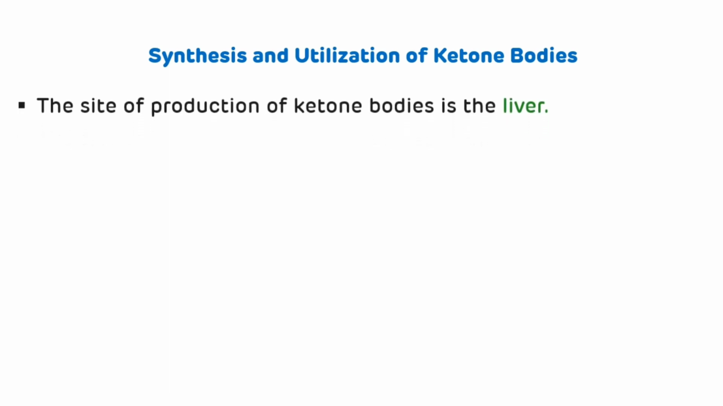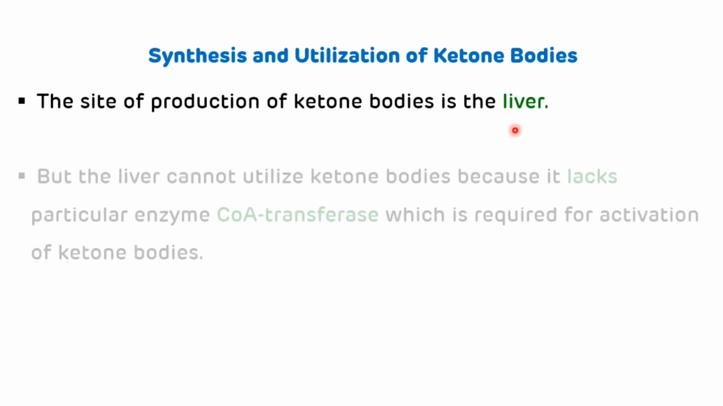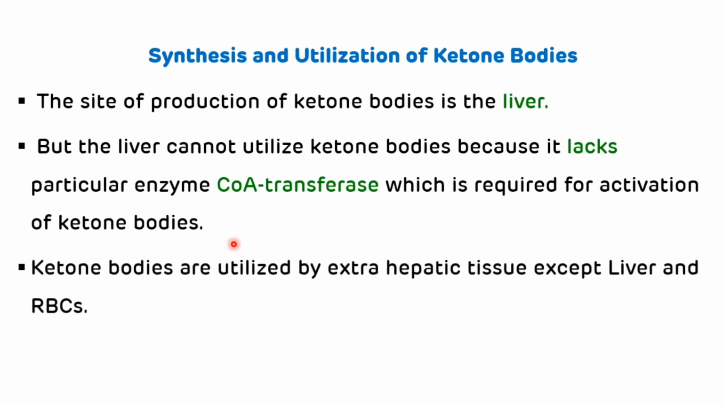Synthesis and utilization of ketone bodies. The site of production of ketone bodies is the liver, but the liver cannot utilize ketone bodies because it is deficient in one particular enzyme, known as coenzyme A transferase, also known as thiophorase, which is required for the activation of ketone bodies. Ketone bodies are utilized by extrahepatic tissues except liver and RBCs. So this is about synthesis and utilization of ketone bodies.